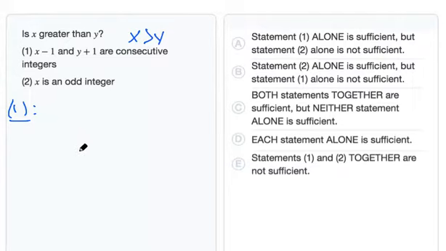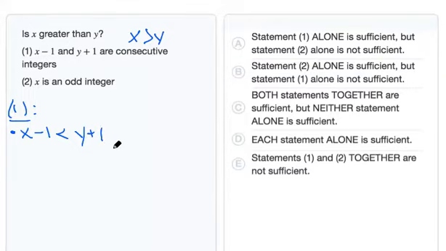We're given that x minus 1 and y plus 1 are consecutive integers, but we are not given which is greater than the other. Thus, there are exactly two scenarios we need to consider. So let's consider each of those scenarios. The first is if x minus 1 is less than y plus 1.